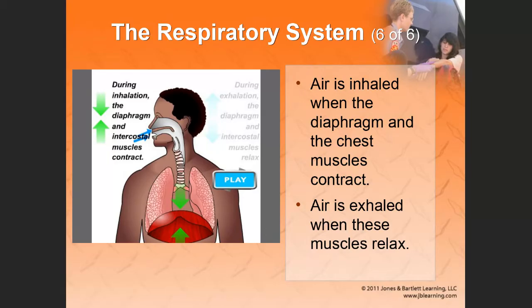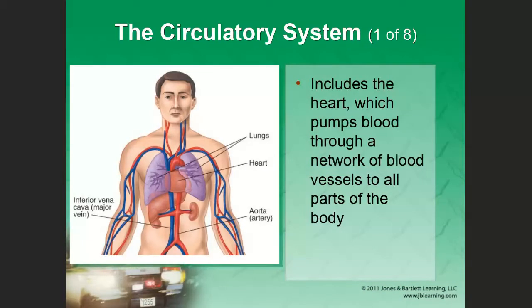Right, so moving on to the next system, which would be the circulatory system. So the circulatory system includes the heart, which is the pump, which pumps blood through a network of blood vessels to all parts of the body. That's the main function of the circulatory system, to circulate blood to various areas within the body. And that is done by maintaining a specific blood pressure within the body.